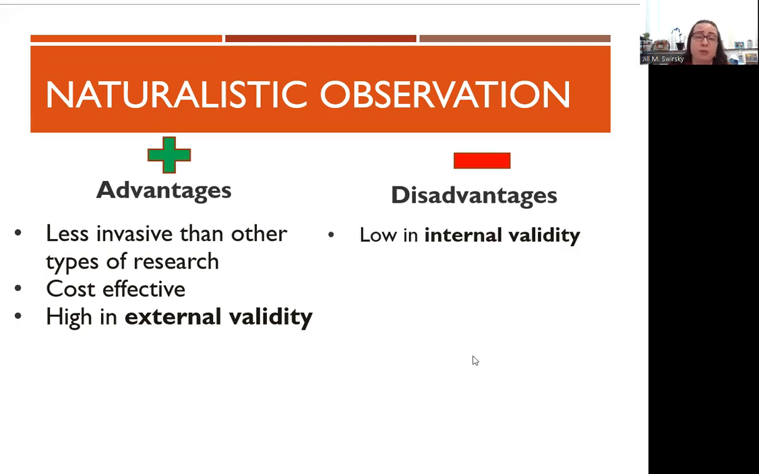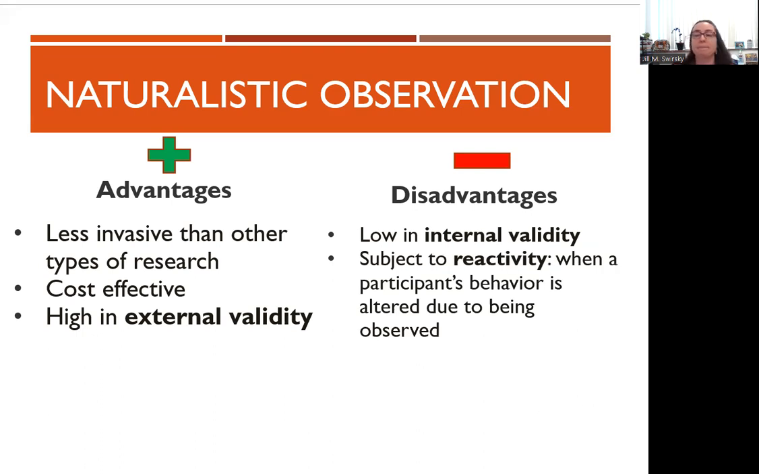Now, nothing is perfect. The trade-off, since we have that high external validity, we have very low internal validity. We have very low control over all of the variables that are involved. We're not manipulating anything, so it makes it difficult for us to make any sort of causal conclusions. We also have to watch out for reactivity. This is when a participant's behavior tends to change based on the presence of an observer.